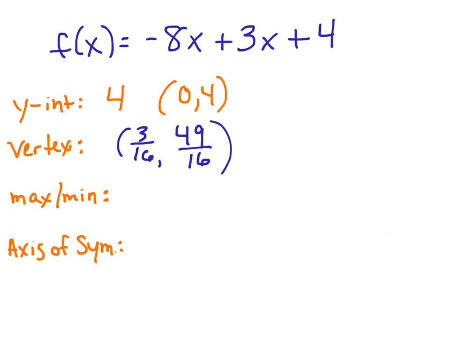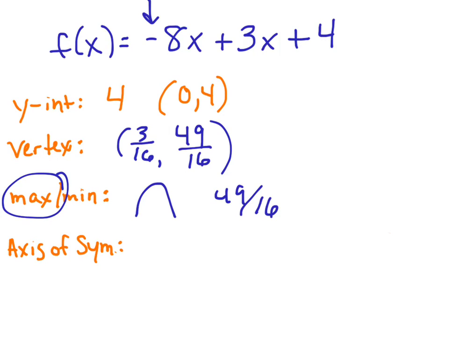How do we tell if this one has a maximum or a minimum value? We'll look at the leading coefficient again, and this one is negative, so this is facing down, and that means it has a maximum value. The maximum value is just the y-coordinate of the vertex, so the maximum value is 49/16. And then the axis of symmetry is the line that runs through the vertex. It's always going to be x equals, and its coordinate will match the x-coordinate of the vertex, so 3/16.